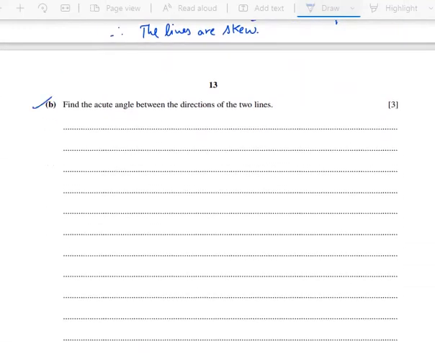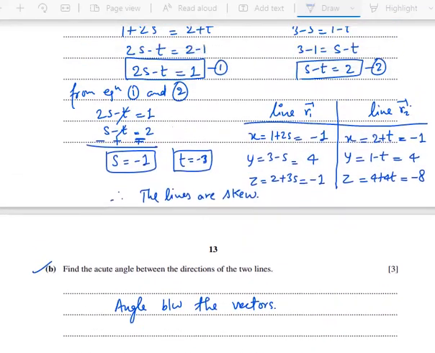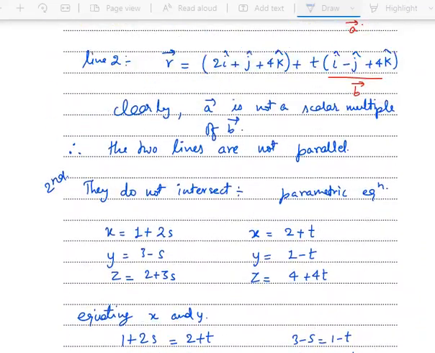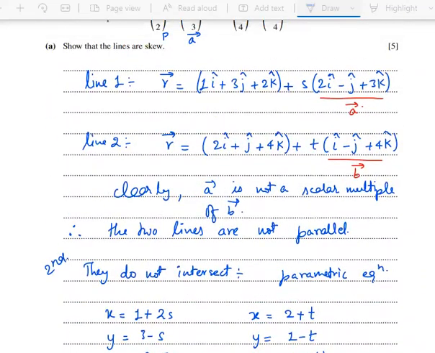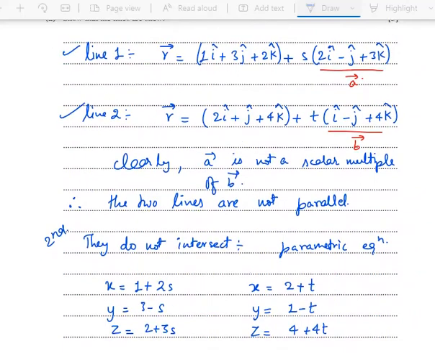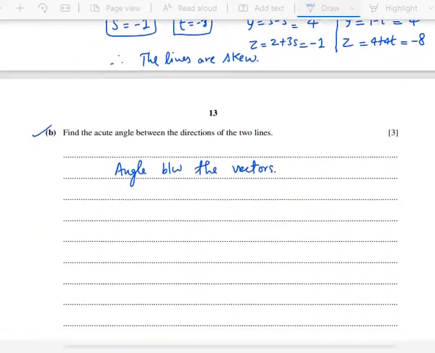It says find the acute angle between the directions of the two lines. So the angle between two lines will be the angle between the vectors. These two lines have an equation in terms of vectors. So the vector associated with line 1 and 2 is a and b. If I know the angle between these two vectors, that will be the angle between the lines.